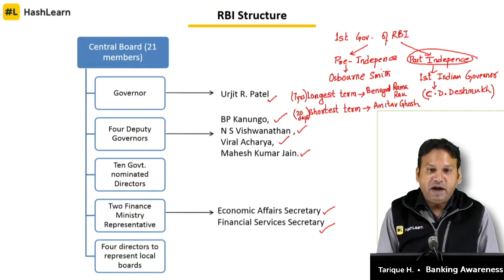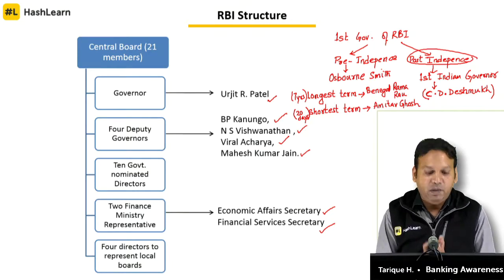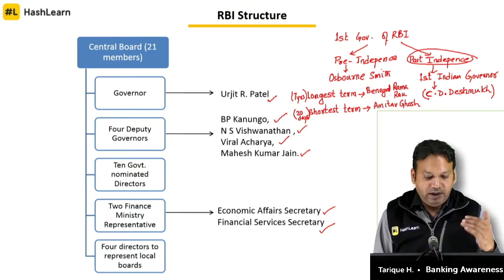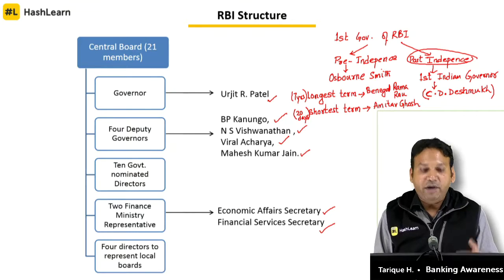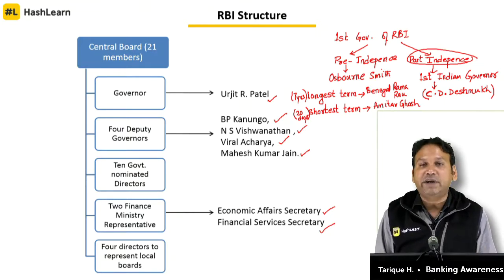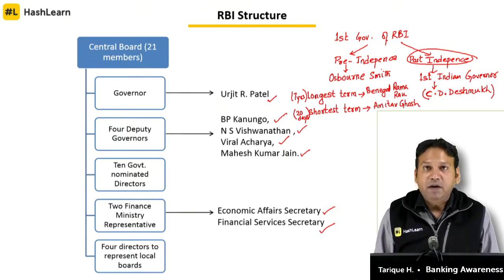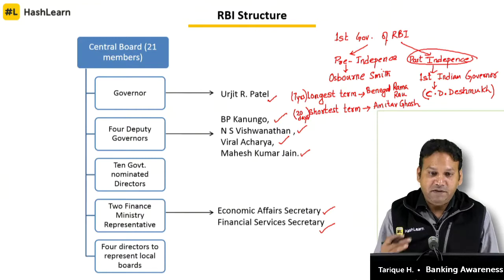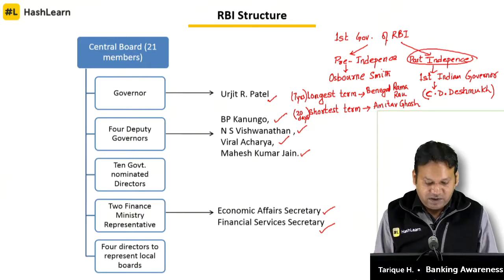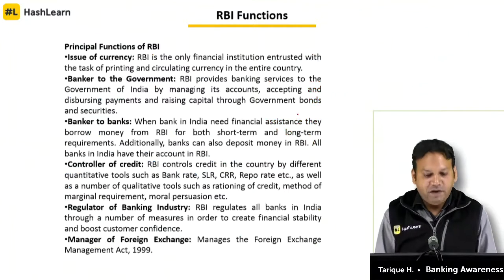What we have seen right now is the central board. The central board has 21 members, including the governor, that is 1, 4 deputy governors, 4 plus 1 is 5, 10 government nominated directors to represent different industries of India, 2 finance ministry representatives, and 4 directors to represent local boards. Next, we will look at the RBI functions. What are the key functions of RBI?